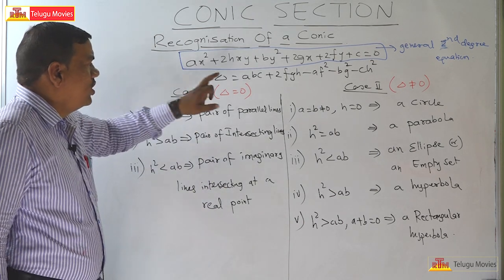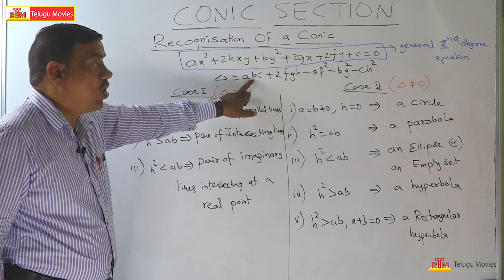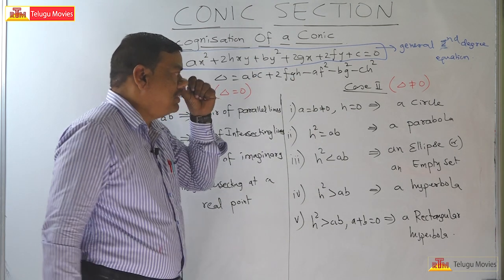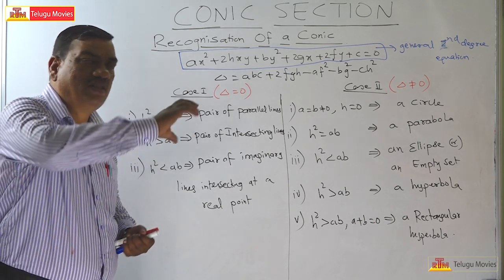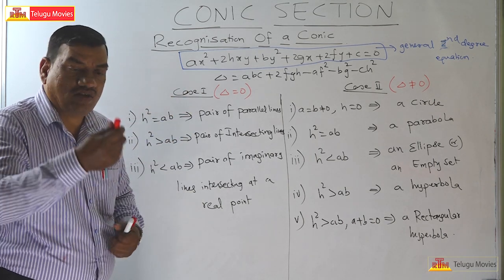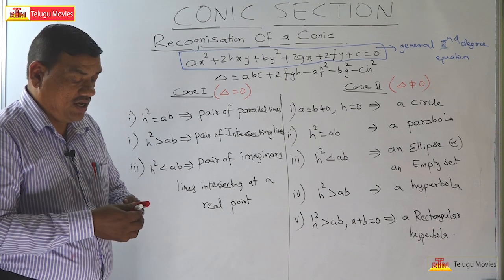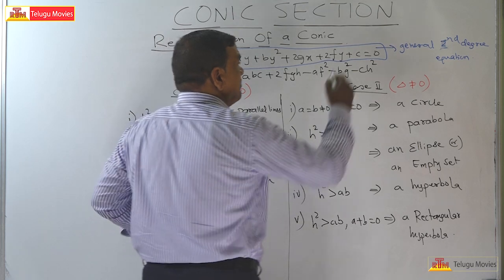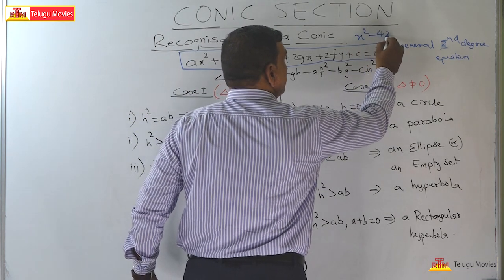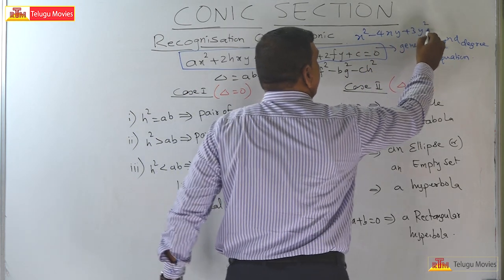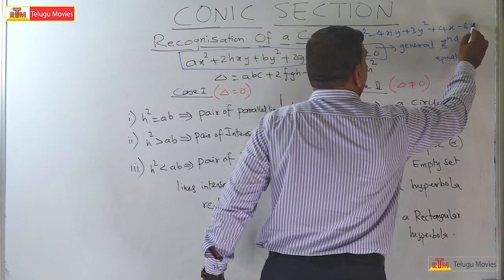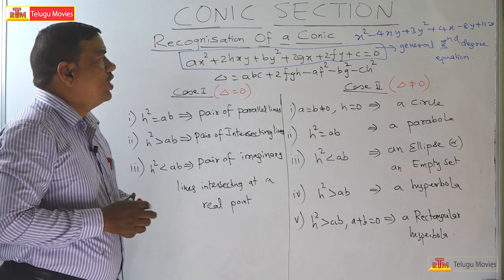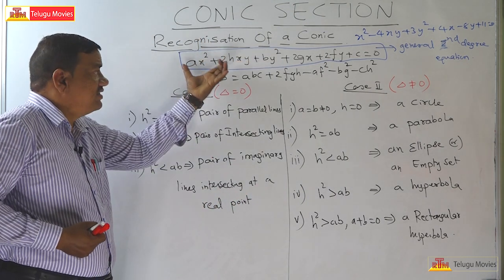First thing, you have to find the value of abc plus 2fgh minus af square minus bg square minus ch square, whatever the equation given. For suppose any one equation is given. For example, if you are given x square minus 4xy plus 3y square plus 4x minus 8y plus 11 is equal to 0, that is a second degree equation. You compare the given equation with this general form.